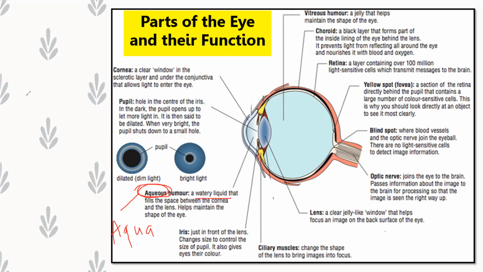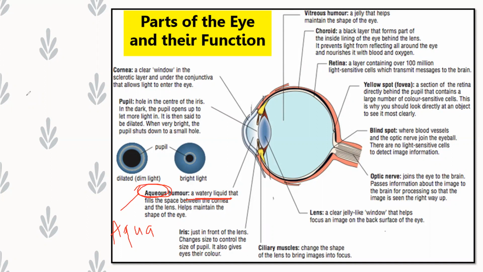It's the watery liquid that fills the space between your cornea and your lens. And what it does is help to preserve the shape of your eye, okay? Because obviously when you've got issues with the shape of your eye, that's when we have a lot of these eye issues coming up, like certain eye disorders and eye health related conditions.